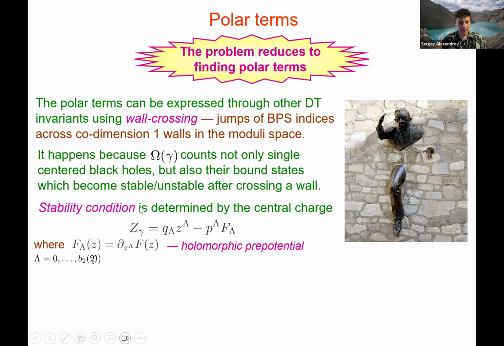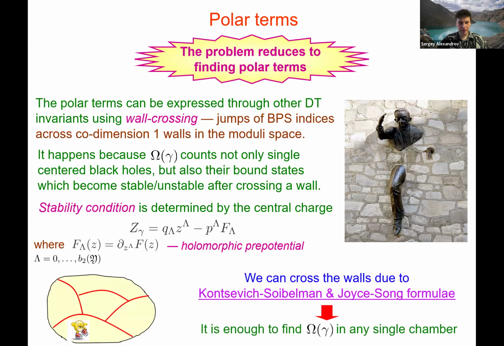And whether something is stable or unstable is described by the so-called stability condition. And it's known that this stability condition is completely determined by the central charge function, which is a function linear in charges, so these Q_lambda and P_lambda, with the coefficients determined by the Kahler moduli. So Z^lambda are our Kahler moduli, and F_lambda are derivatives of the holomorphic prepotential on the Kahler moduli space, which is also a function of the Kahler moduli.